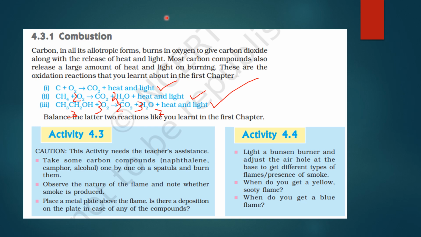So when lighting a Bunsen burner, adjusting the air hole at the base will control the flame type. A yellow sooty flame, also known as a luminous flame, is observed when the air hole is mostly closed, allowing limited oxygen to mix with the gas. This incomplete combustion produces smoke and a visible yellow flame.